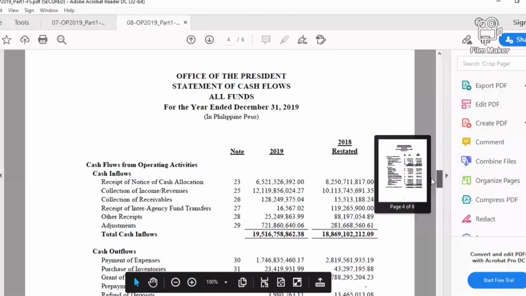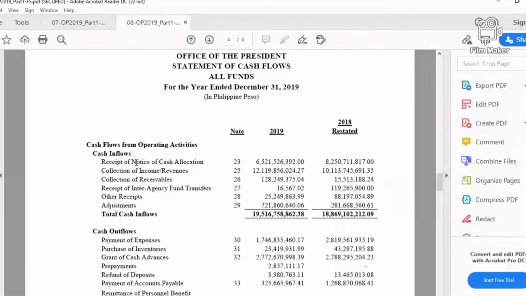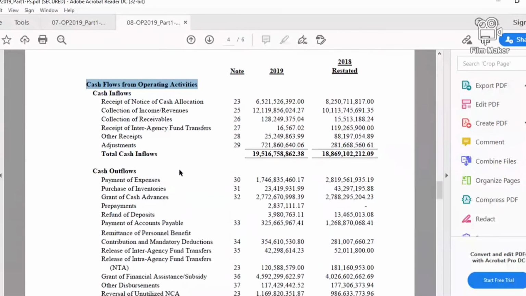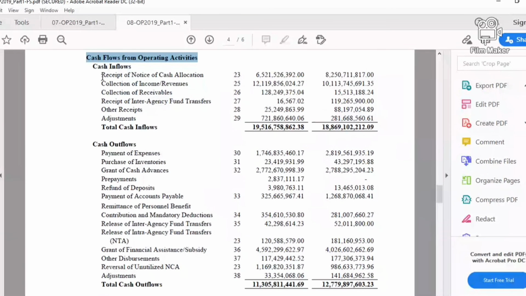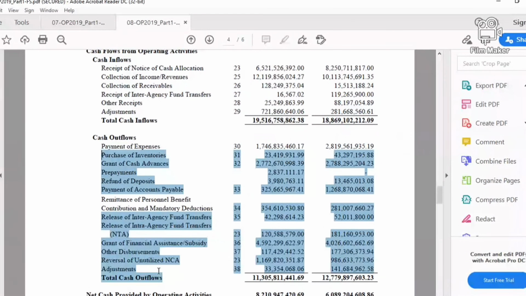So, yan. Ito yung example ng statement of cash flow ng Office of the President. Name of the entity, name of the component of NS, name of funds, the reporting period, reporting currency, and rounding off level. So, you have here cash flow from operating activity. So, ganito po yung mga itsura ng inflows and outflows sa operating activity sa government agency.